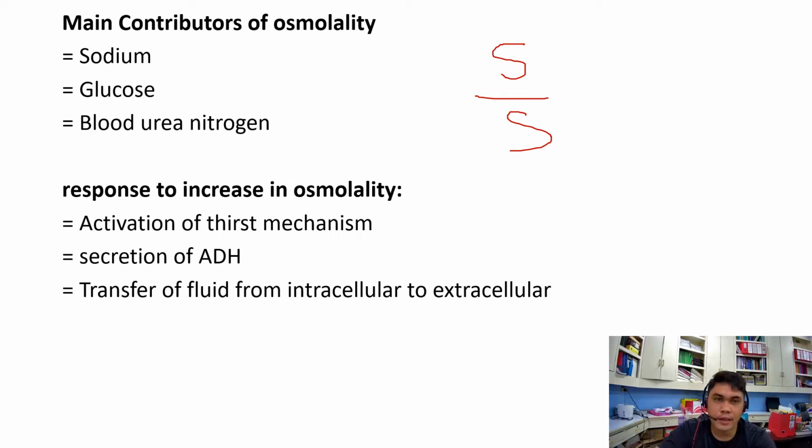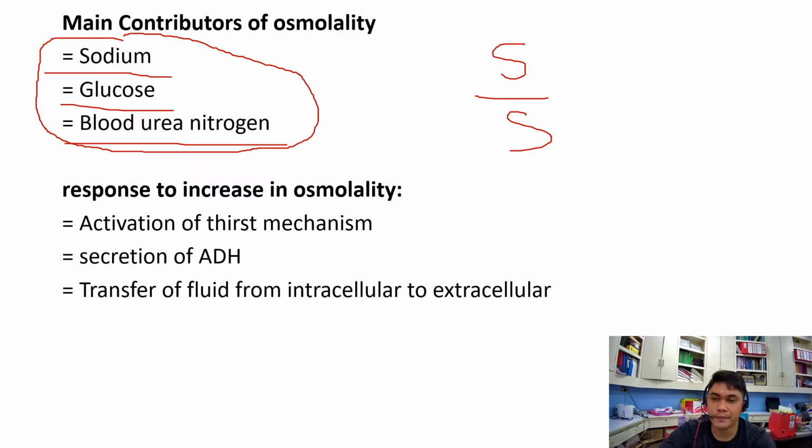Okay, now what are the main contributors of osmolality? So first you have sodium, glucose, and blood urea nitrogen, or BUN, or urea. Okay, so these are the three main contributors of osmolality. Now let's say the normal osmolality. For example, you have 10 substances divided by 1 liter of solvent. So 10 divided by 1, that is 10. So the osmolality is 10.